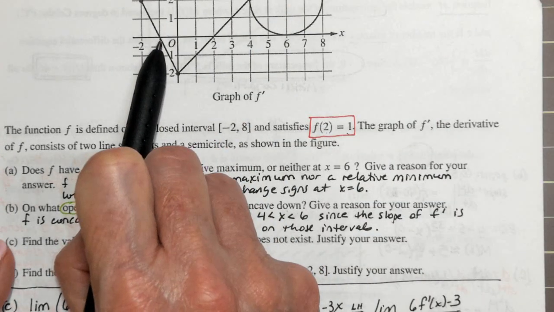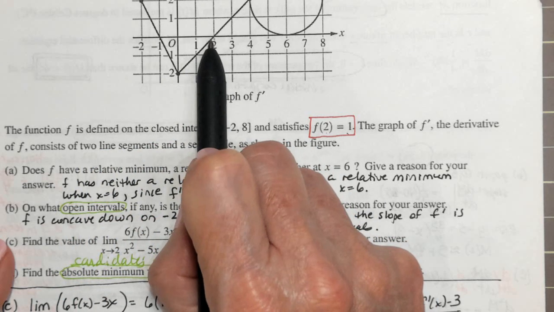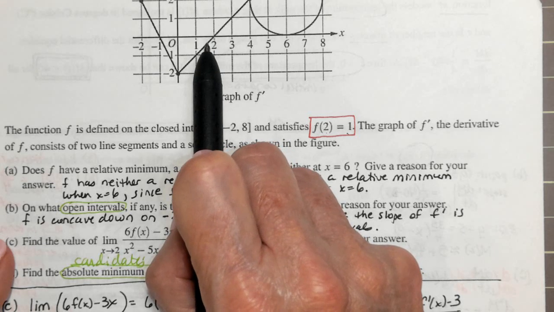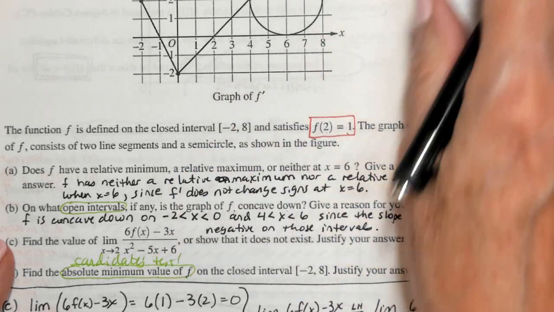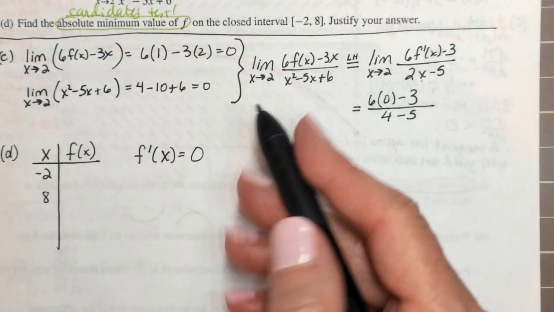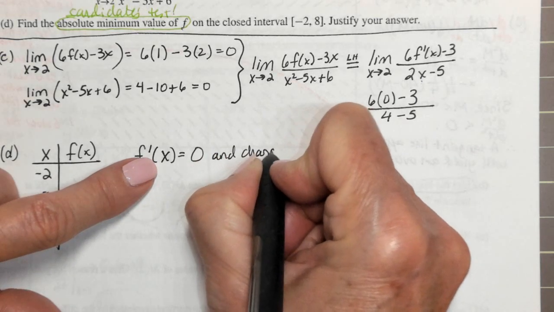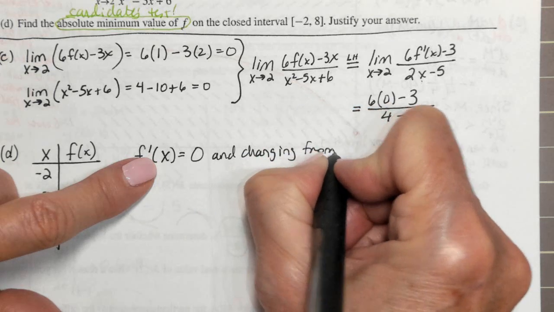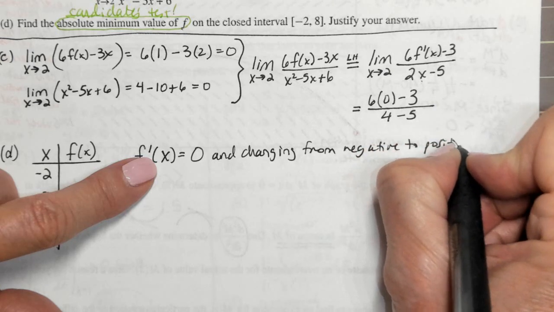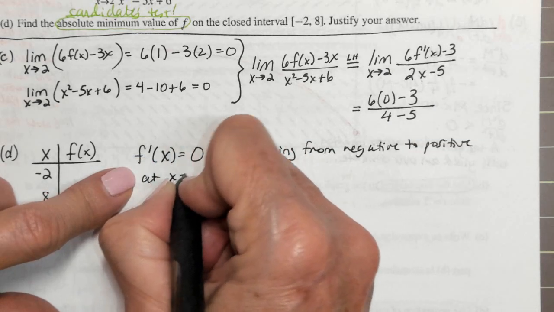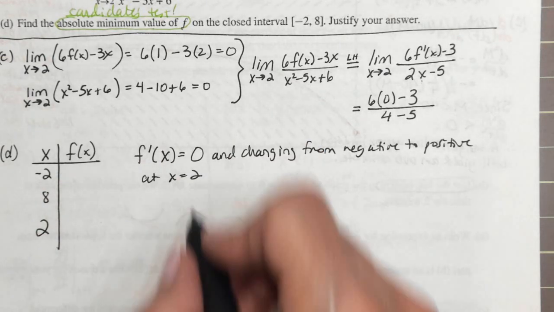No, I really don't. Do I have to put x equals 2 on my candidate's test? Definitely, because that's where f prime is changing from negative to positive. That means f has a relative min at x equals 2. So I'm going to say what I'm doing: f prime is 0 and changing from negative to positive at x equals 2. That's why I'm only putting 2 on my candidate's test.